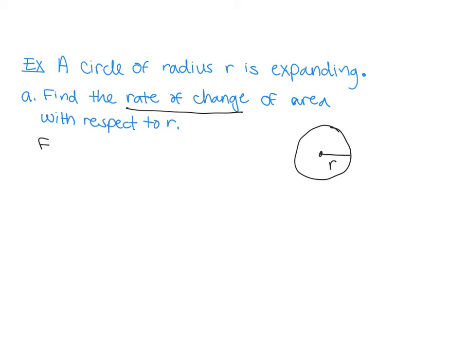So we want to find dA with respect to r, so we want to find dA/dr. Now, the next thing that we have to do is come up with an equation that relates area with the radius r. So hopefully this rings a bell. The area of a circle is pi r squared. Okay, and so now we have our equation. This is actually called the constraint equation.